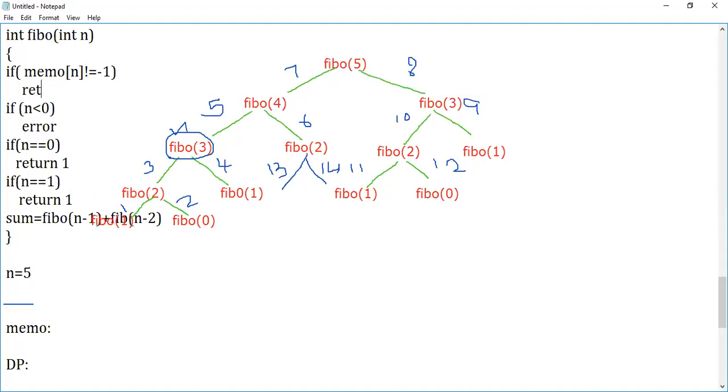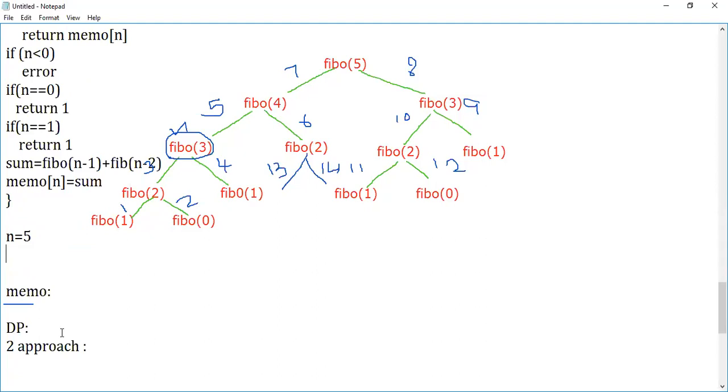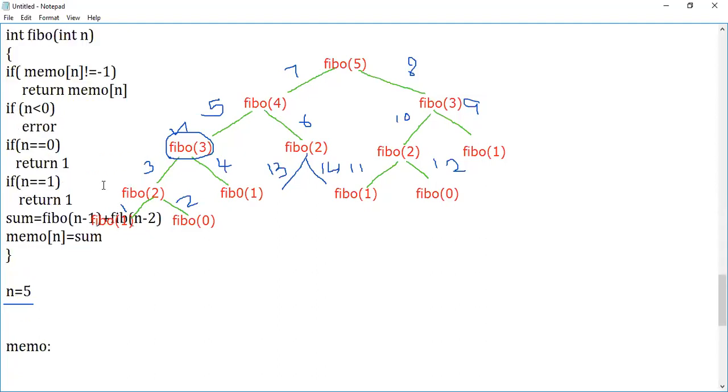So return memo of n. And here at the end, we can add a line of code like memo of n assign sum. Okay, listen here. Literally, I've added just 2 lines of code here, guys. Just a minute. I'll do one more process here.